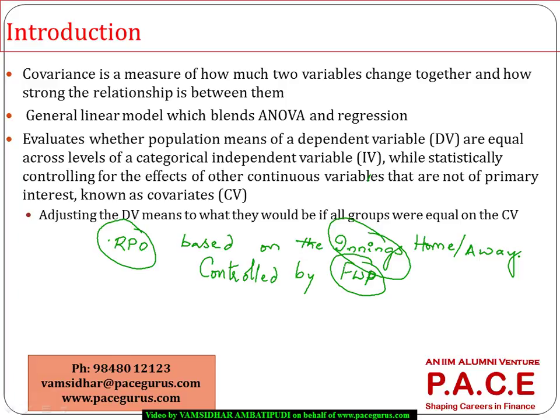Now we may see that the first wicket partnership may be different in the home games versus the away games, and because of that the runs per over may be different. So I want to remove the impact of the first wicket partnership and then look out for the difference in the means between the home and away games, adjusting for the first wicket partnership. That is what we are doing as a part of ANCOVA analysis.